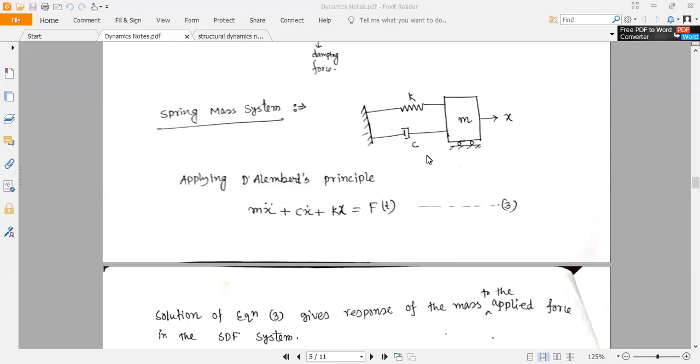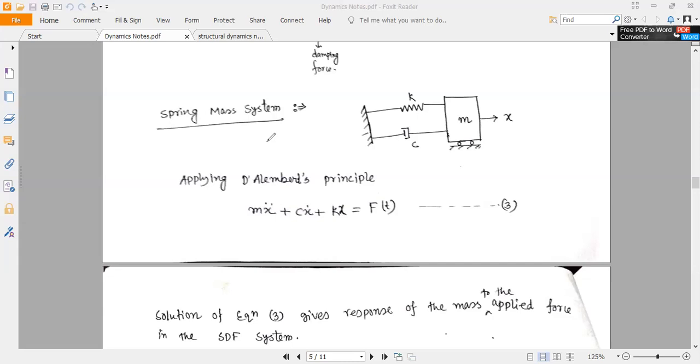You know that the damping force, which is a resisting force, is proportional to the velocity of the body. So if this body moves with a velocity in the right side direction, then the damping force will be proportional to the velocity of this body. So damping force is equal to C into the velocity. C is the damping constant. I think it's clear. Is it? Yes, sir.